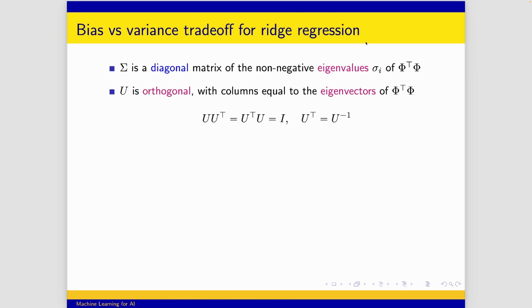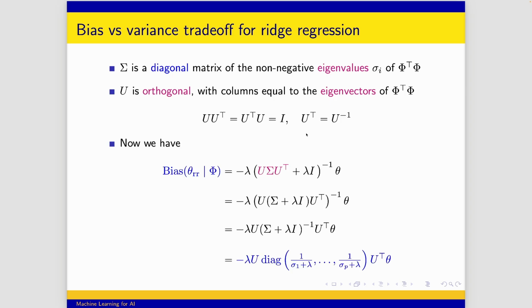What about the matrix U? Well, U is an orthogonal matrix or unitary matrix, and its columns are the eigenvectors of phi transpose phi. So it will satisfy the following properties: U times U transpose is the same as U transpose U. We have orthogonal columns and rows, which will both be the identity matrix. And this tells us that U transpose is the same as the inverse of U. So these will be very useful properties going forward.